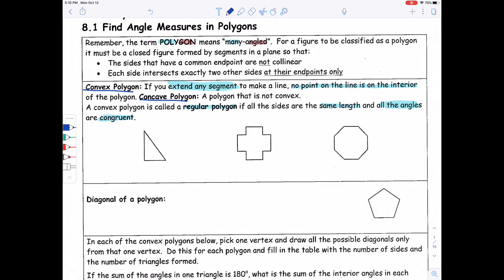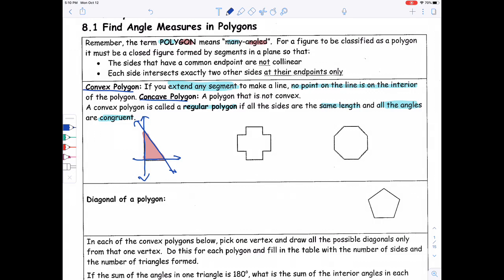So another way we can check is if we, like it said, extend the segments. So if this first triangle, if I were to extend all the sides, you can see that none of the lines are within the triangle. They're all going to be outside of the triangle.